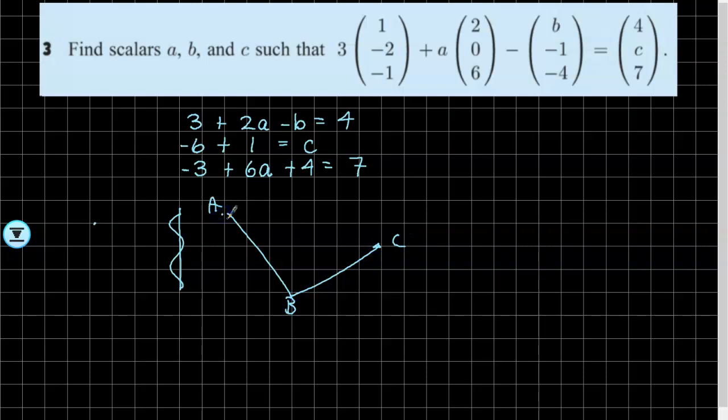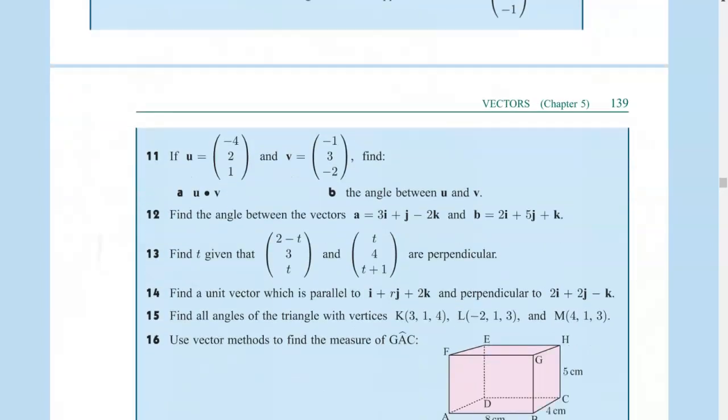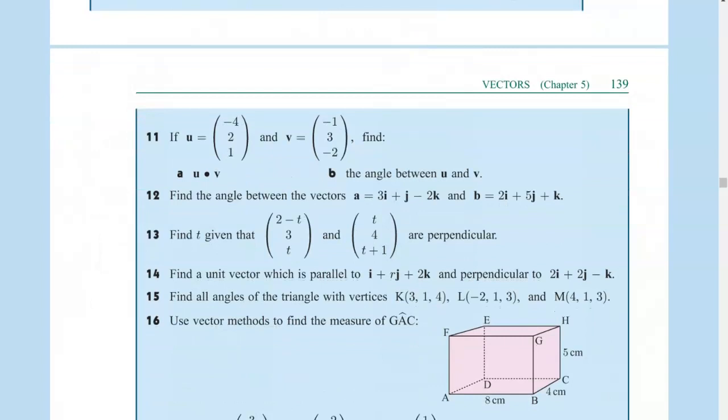So if you can find AB, and you can find BC, their dot product should equal 0, and within one of these, or maybe both of them, I can't remember what the question was. No, only one of them will have that C value, so you should be able to solve for C. While we're on that, if I flick down to 13, what would you do for that? Same thing. Find T, given that they are perpendicular, so you're going to do the dot product equals 0. Agreed?